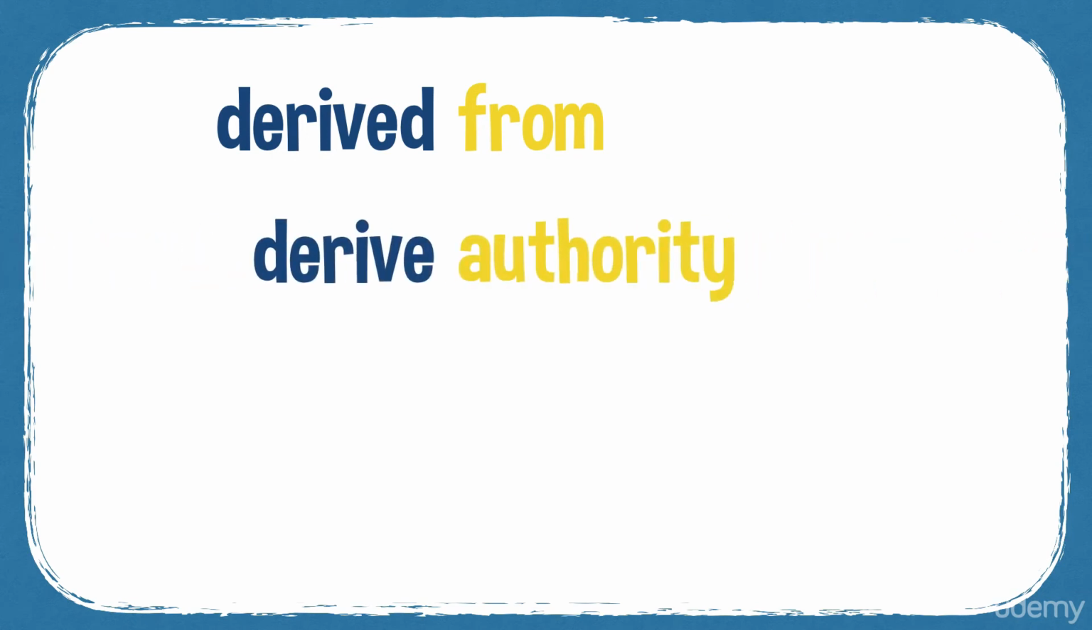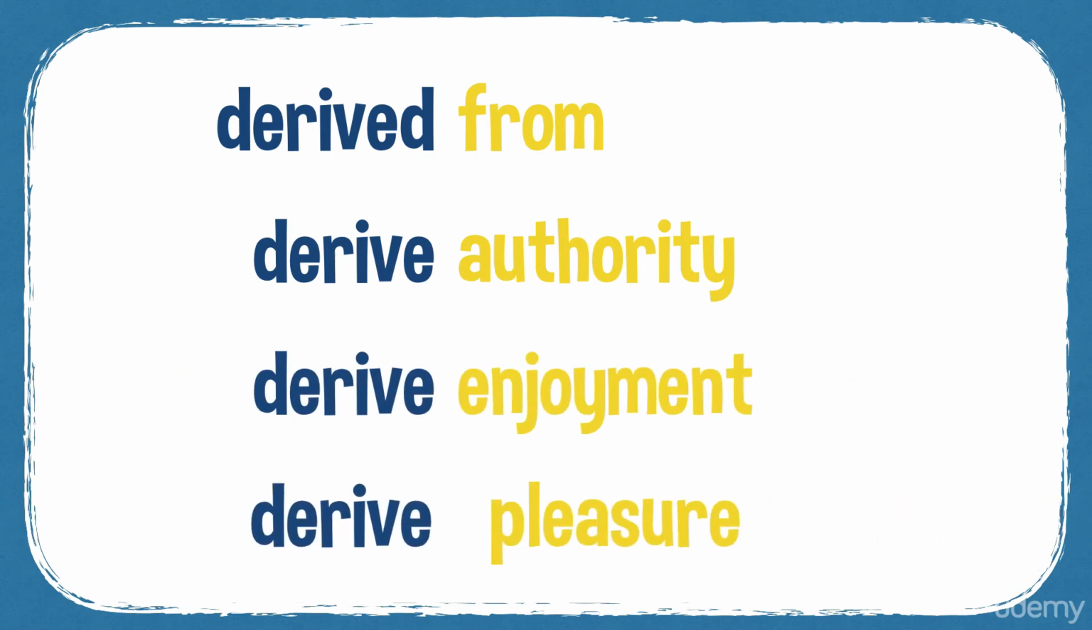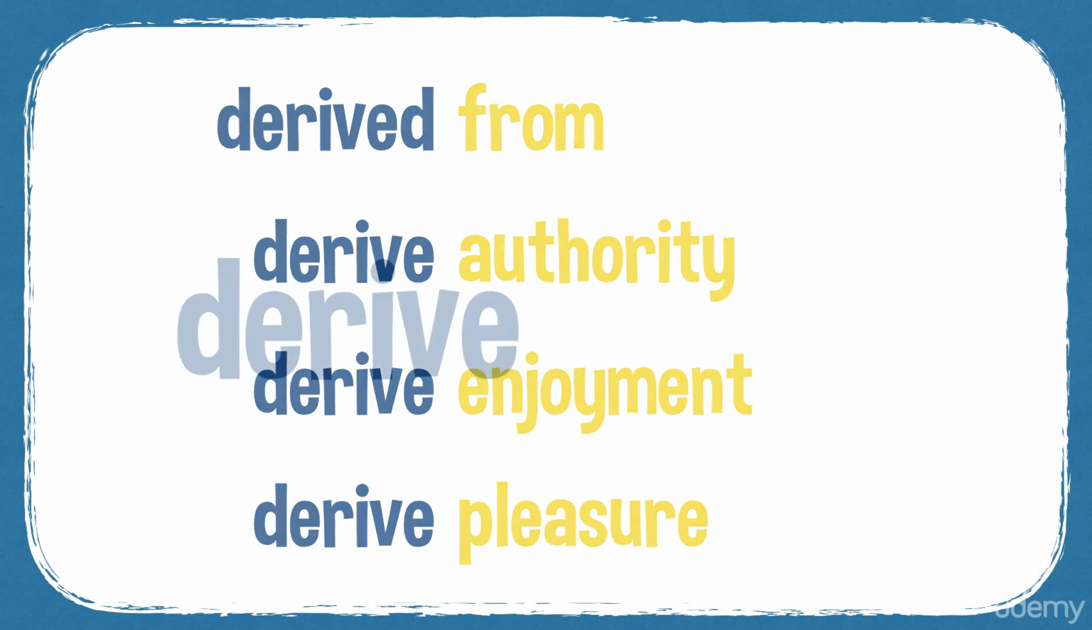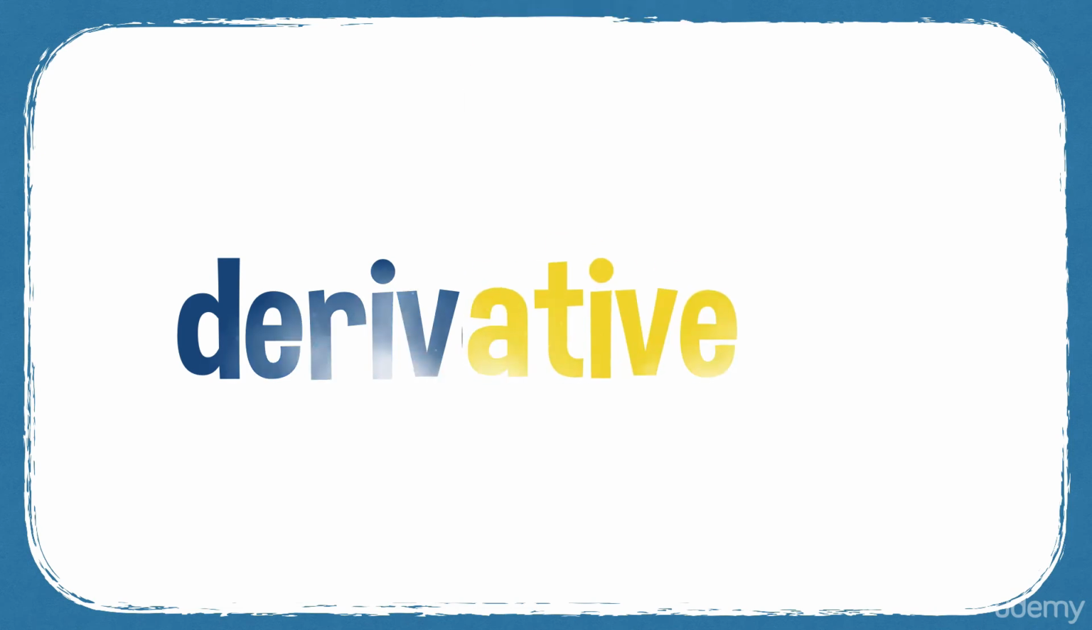So you derive things from, derive authority. Derive enjoyment. You derive enjoyment and pleasure from watching football. So derives, deriving, derived, and you can have a noun from derive. Derivative. A derivative is something that has come from something else. So coffee is a derivative of coffee beans.